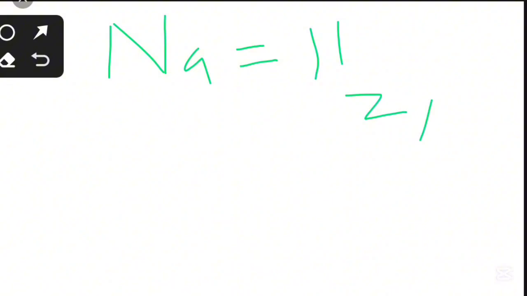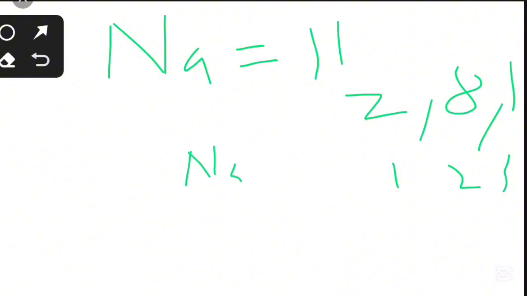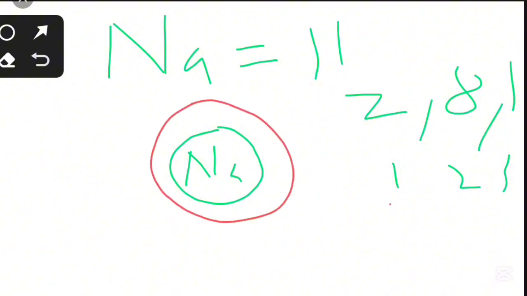Sodium's atomic number is 11. What is the electronic configuration? The electronic configuration of sodium is 2, 8, 1. So we draw 3 cells. In the middle is the sodium nucleus, and around it the first cell.